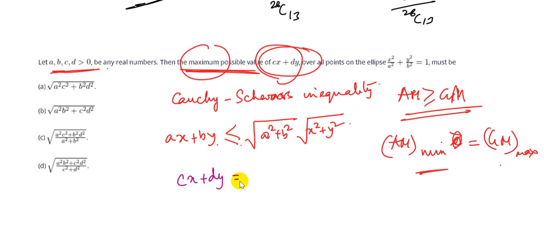So, we have to find the value of x square plus y square from the ellipse part. No. You can't find the value of x square plus y square from an ellipse. You can find the value of x square b square plus y square a square. That is equal to a square b square. That's what you can find.